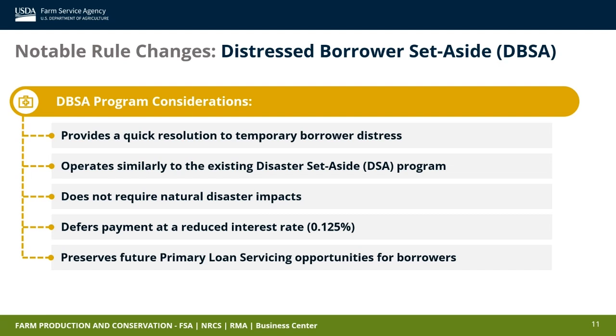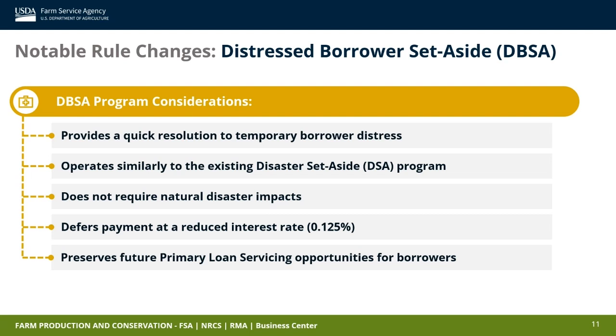but we understand that it can be a viable alternative to our existing servicing options through primary loan servicing, which can be a lengthy application process at times. And another reason folks will gravitate towards this program to resolve temporary financial distress is the payment that's deferred to the end of the loan will carry a reduced interest rate of 1/8%.